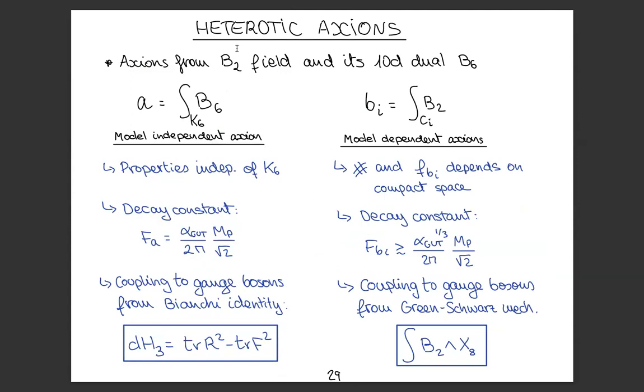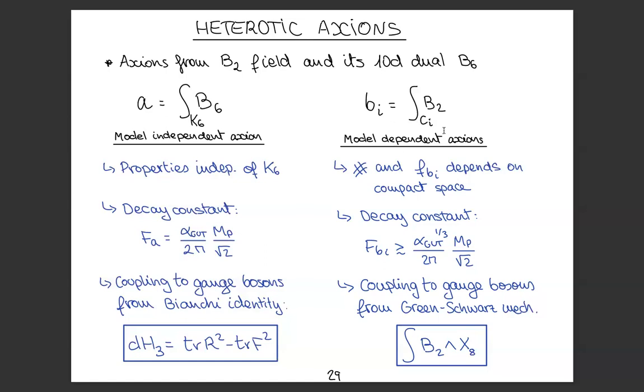Yeah, so in the heterotic string, as I said, the most important character for axion physics is the B field and the 10-dimensional dual, which is this B6, a six-form field. And this tells you why you have two qualitatively different kinds of axions in the heterotic string, the so-called model-independent axion, which is the integral of B6 over the entire compact space. And it's called model-independent because the properties are totally independent of the compact manifold, in the sense that the decay constant is fixed and the coupling to gauge bosons, for example, is also fixed, and in particular is fixed by the Bianchi identity for the field strength of the B field.